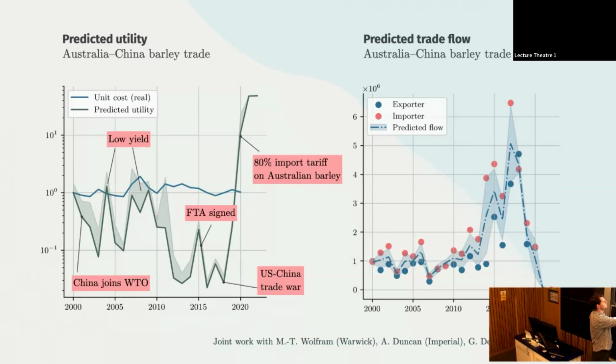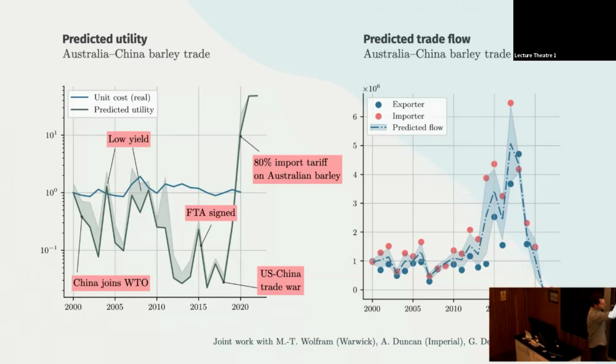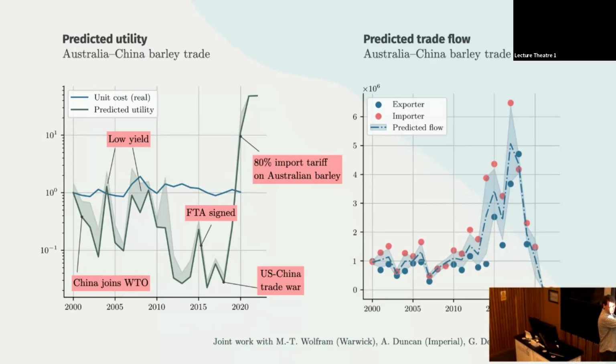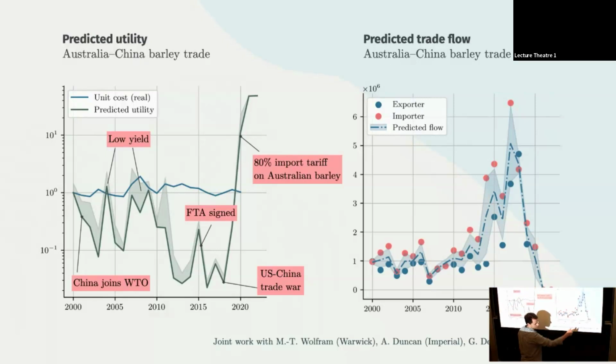You have peaks here where you have periods of low yield in Australia. You have a general downward trend post 2001. China joined the WTO in 2001. And then in 2018, the US-China trade war erupted, and this had huge implications for not just US-China, but also Australia-China trade. China imposed an 80% import tariff on Australian barley in 2020, which has since been revoked. And you can see that this had a huge impact on the utility, and as a consequence, the flow went back almost to zero in those years.